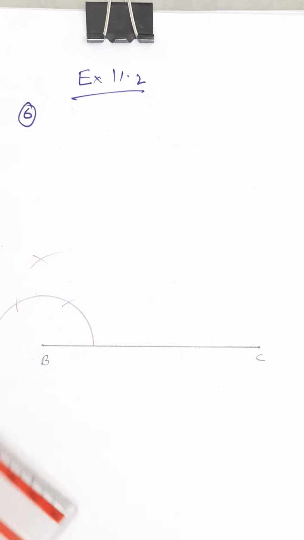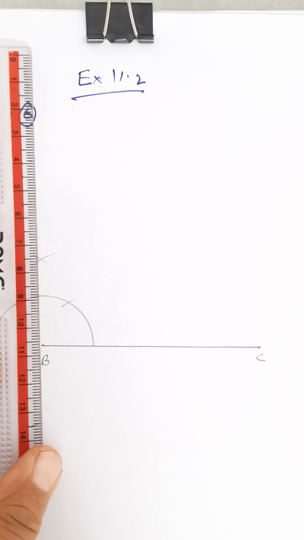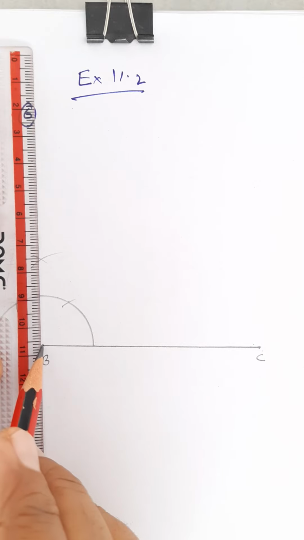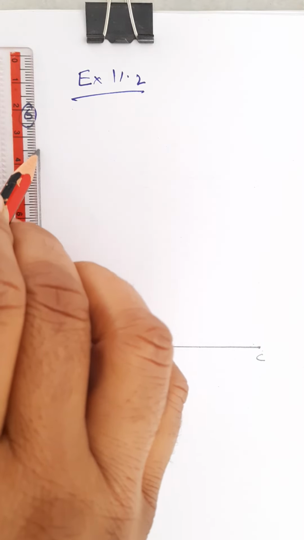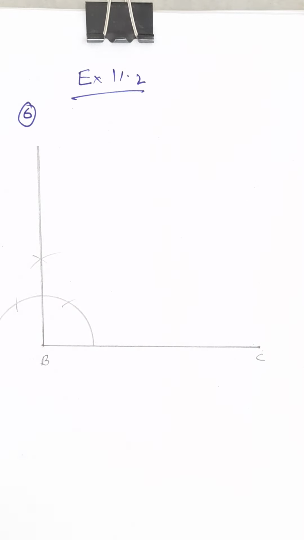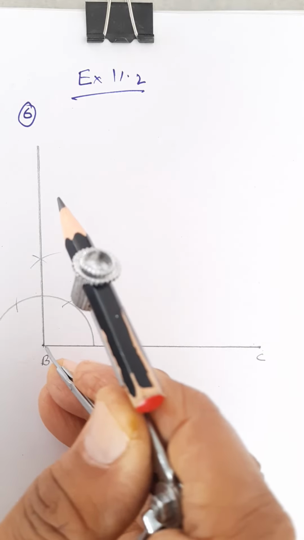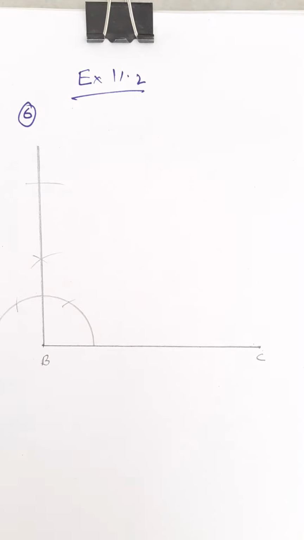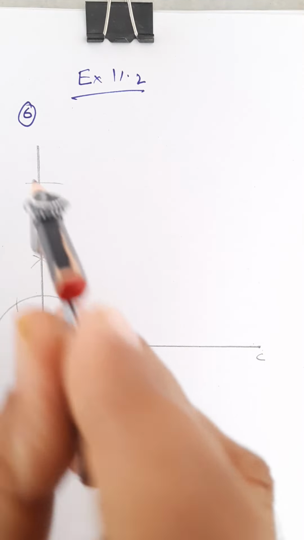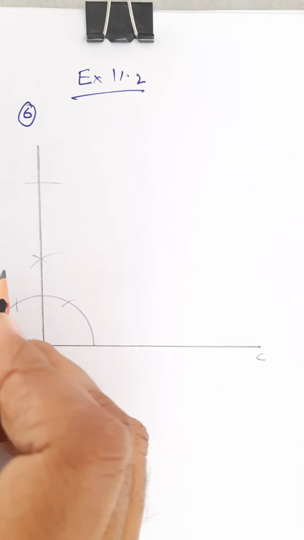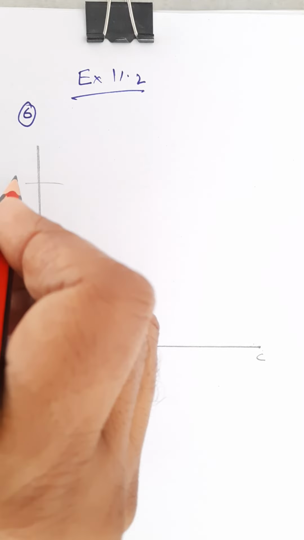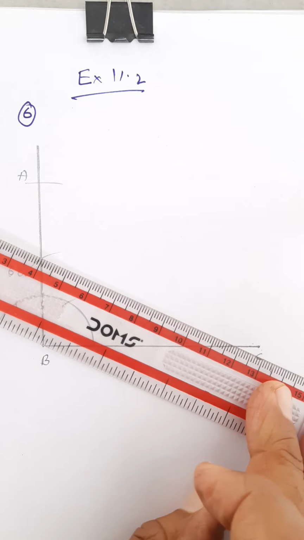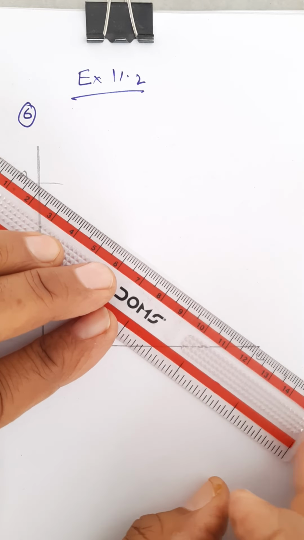So this will be 90 degree. So draw a right angle. And from this AB is 6 centimeter. So cut an arc of 6 centimeter. So from here we will draw 6 centimeter. So this length is 6 centimeter and name this point as A and join it like this way.